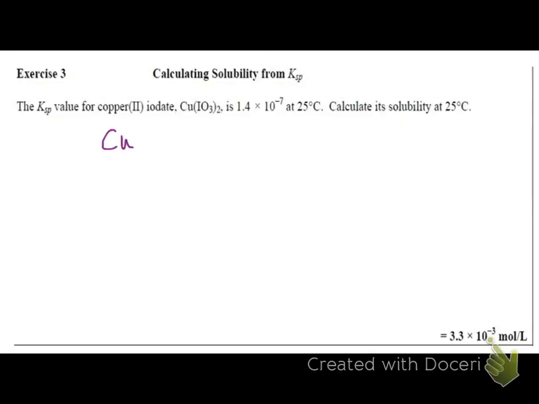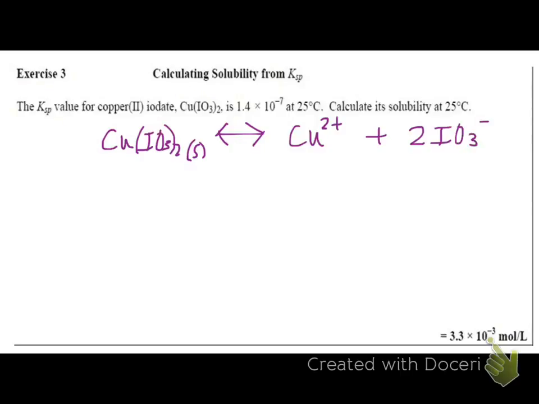So we're going to have copper iodate. Of course, that's a solid, and you honestly don't have to put that in there when you're doing this part. So we're going to have copper 2 plus and 2 iodate. So here's our R, our initial, change, and equilibrium. Initially we have 0 and 0.